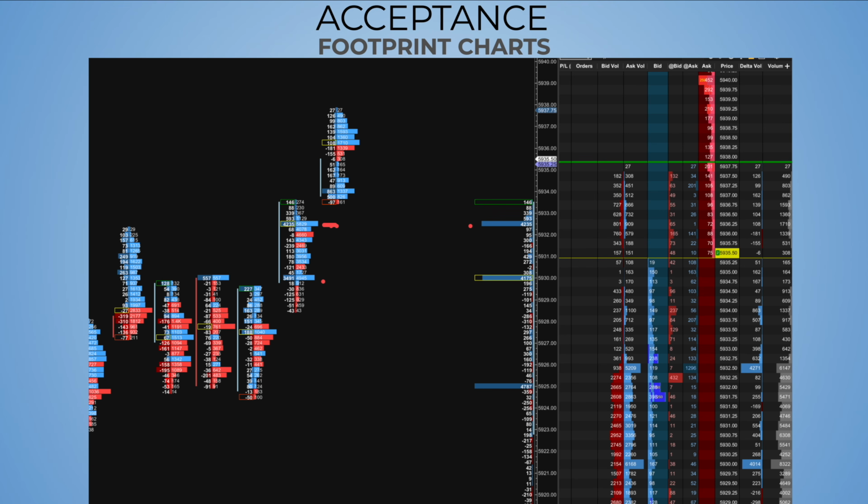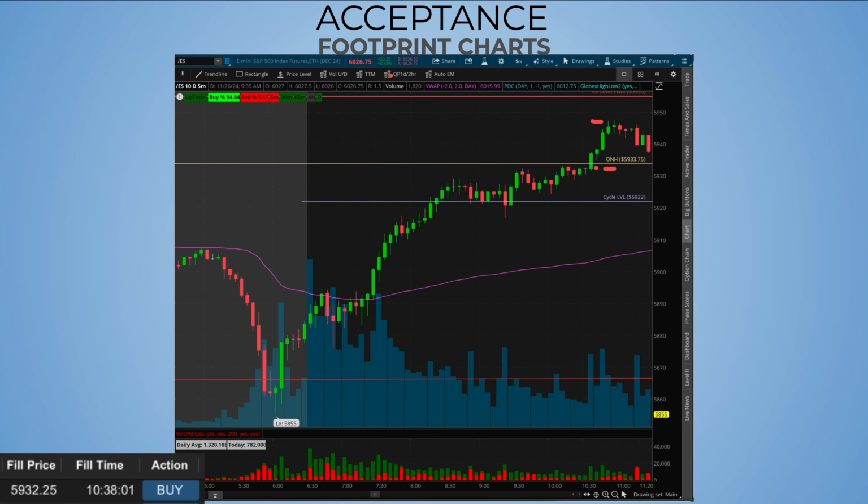It's no coincidence. It's because I saw that buyers are probably going to break through this overnight high and continue price up. And that's exactly what happened. They broke the high, and then it kept going up. And that was a successful trade.